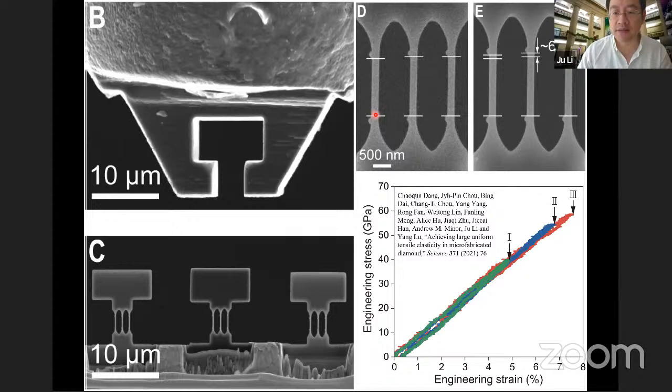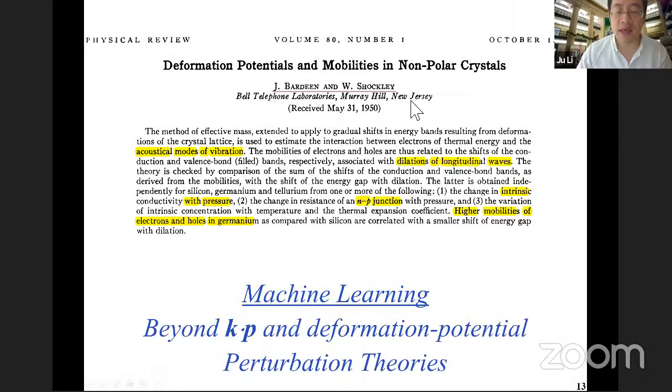So the natural question is, if you are way beyond 1%, if you are at 6, 10, 14%, what does it give you for these electronic materials? And this is not new to physicists, right? All the DFT people know that if you change the lattice spacing or change the bond angle, you are going to change physical properties.